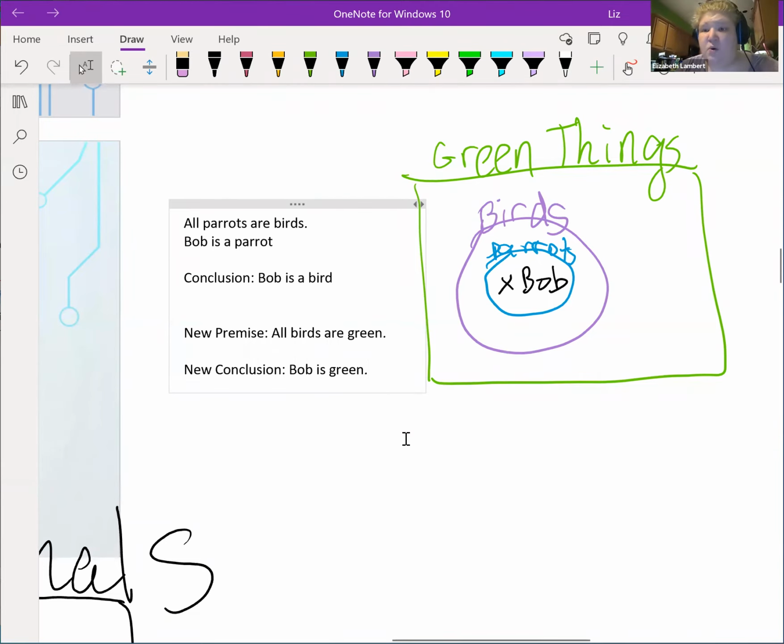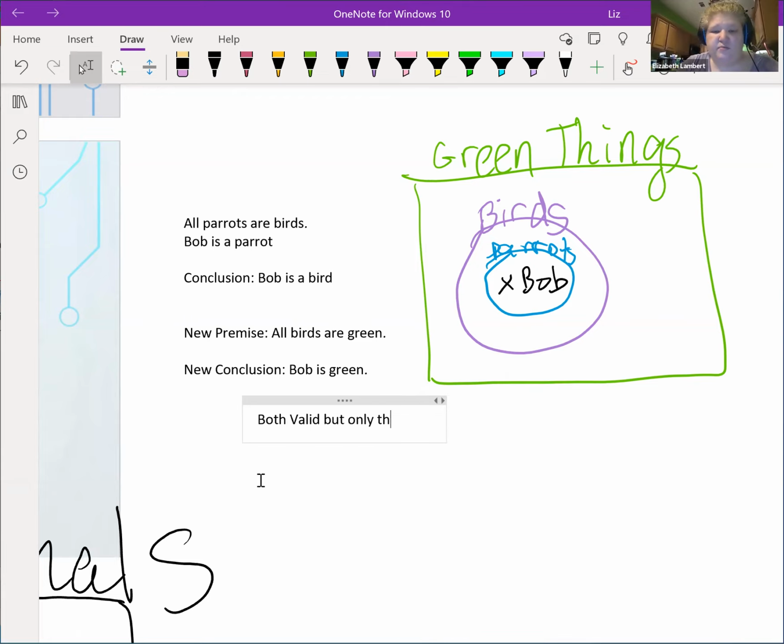So even though I did have a valid and sound conclusion I could draw from the first part, once I introduce a premise that is false, if my conclusion is based off that premise, then I can no longer claim my argument is sound. So these are both valid, but only the first is sound because all birds are green is false.